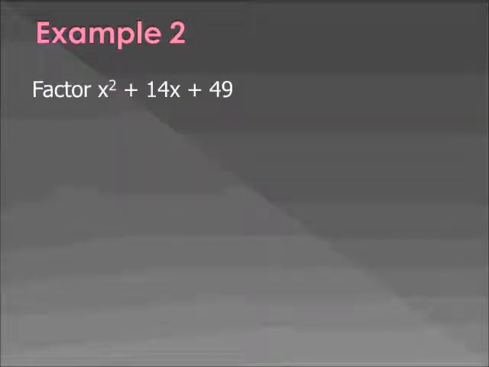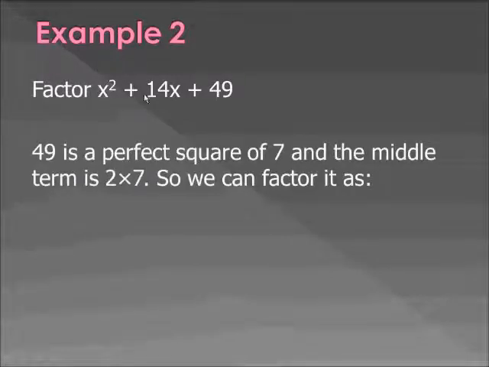Example 2, we have x squared plus 14x plus 49. You'll notice that the x squared is a perfect square, and the 49 is a perfect square of 7. Since the middle is 2 times 7, because remember it's 2ab, 2 times 7 times x is 14x. So you do have a perfect square trinomial. When you factor it, you simply factor it as x plus 7 quantity squared.